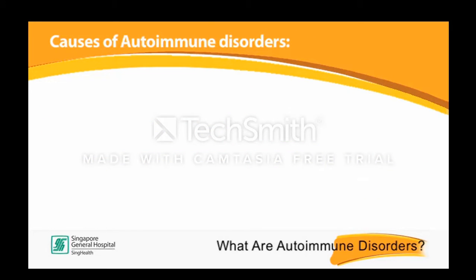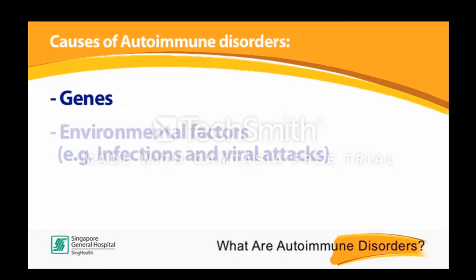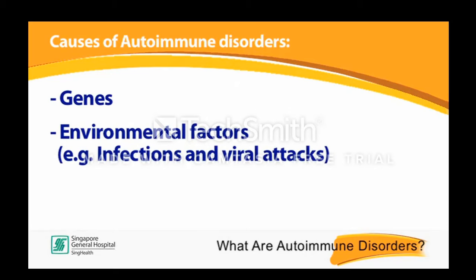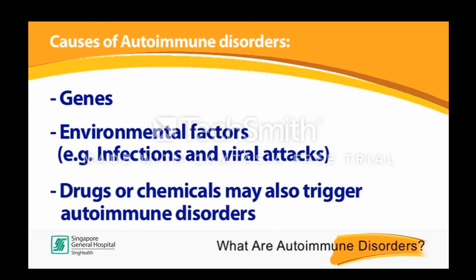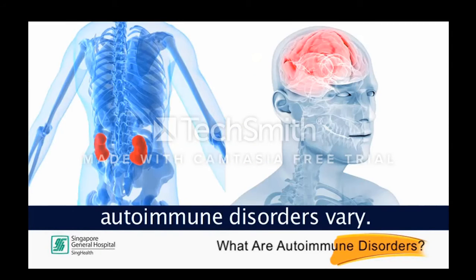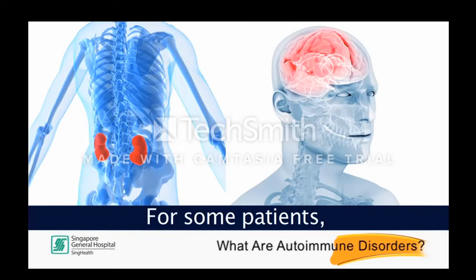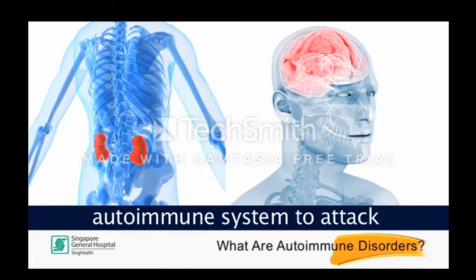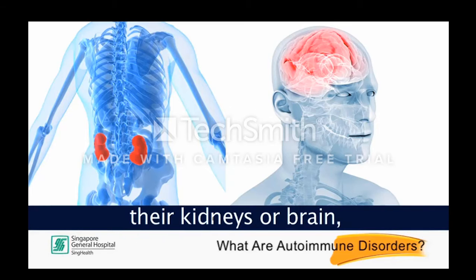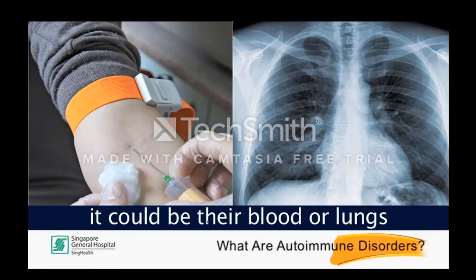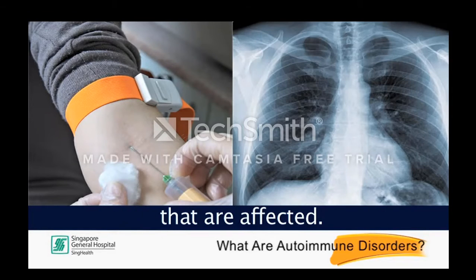The conditions are thought to be caused by a combination of genes and environmental factors such as infections and viral attacks. Drugs or chemicals can also trigger such diseases in some people. The effects of autoimmune diseases vary. For some patients, the disease causes the autoimmune system to attack their kidneys or brain, while in other people, it could be their blood or lungs that are affected.